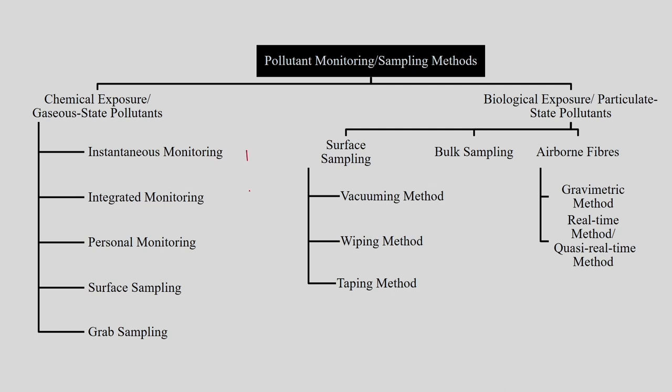So these processes can all be adapted when we talk about chemical exposure. Whereas when we talk about biological exposure, we have surface sampling, bulk sampling, and airborne fibers. Among the surface sampling, we have the vacuuming method, wiping method, and tapping method. For airborne, we have these two methods. Now, the concern is that these are all very detailed methods, so this may be out of the scope of this particular discussion. I will be introducing a few of them in the next slides.